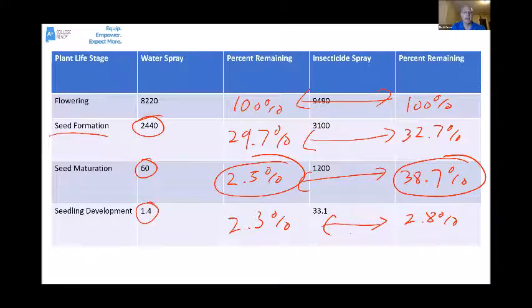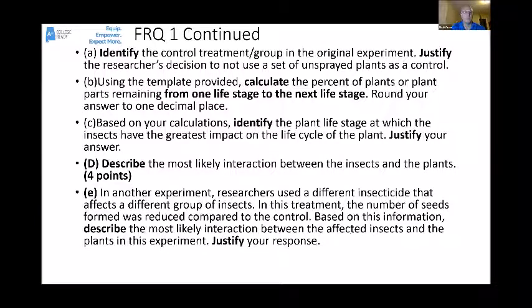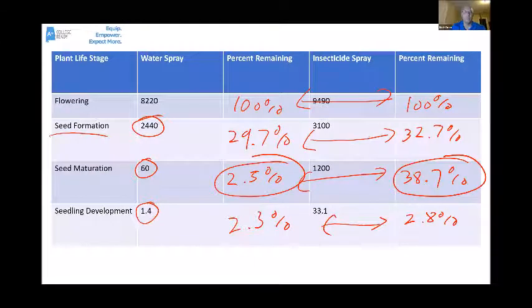So let's back up and see what it asks us to do next. Part C: based on your calculations, identify the plant life stage at which the insects have the greatest impact on the life cycle of the plant. And once again, there's that word, justify your answer. So where are the insects having their impact?